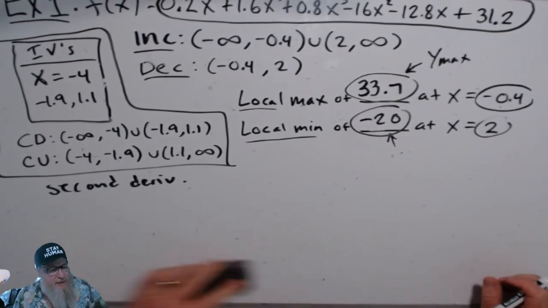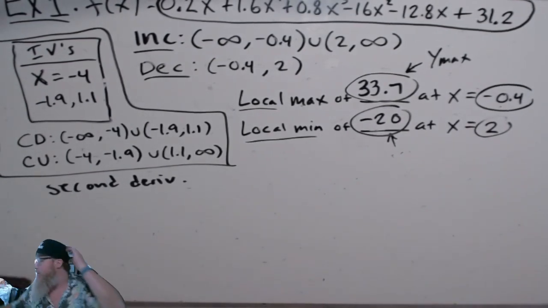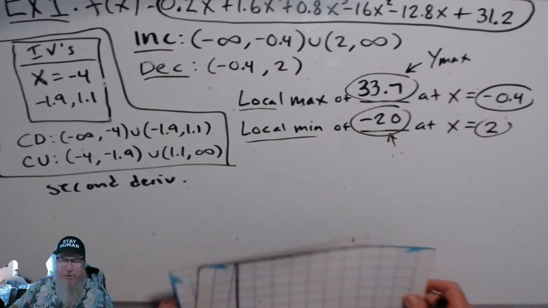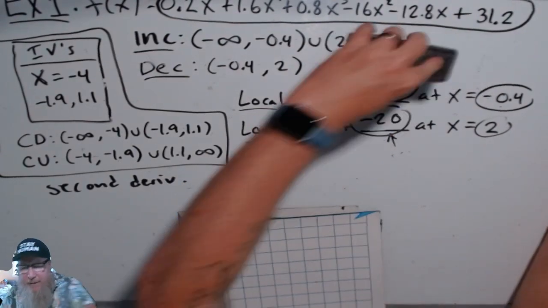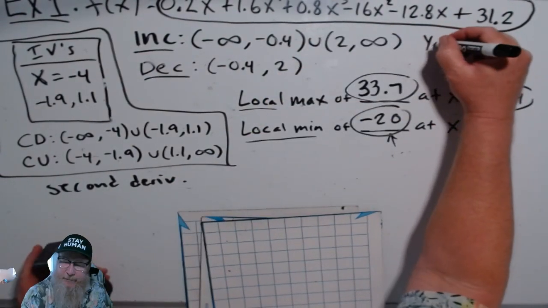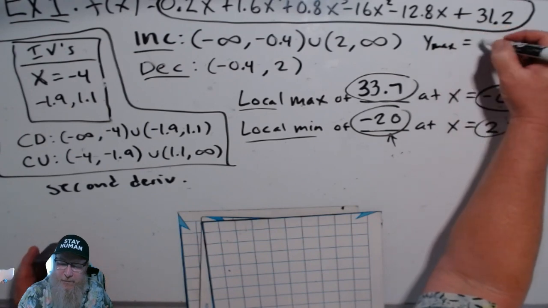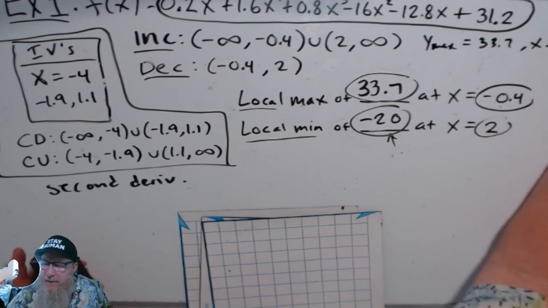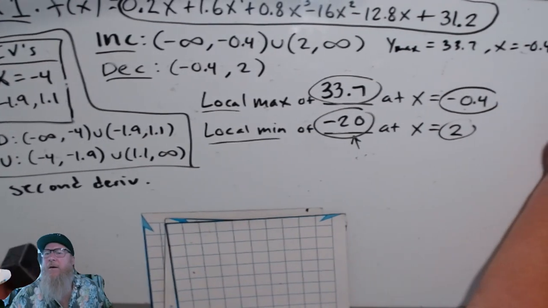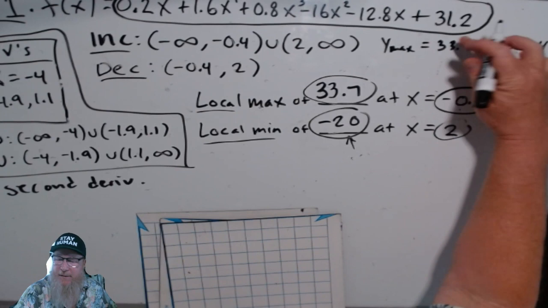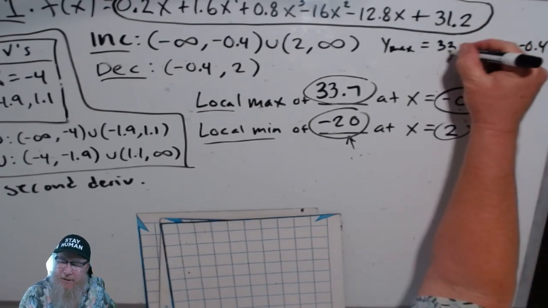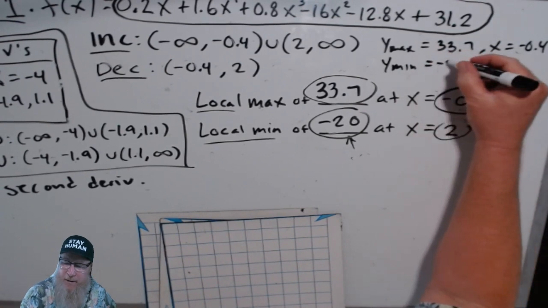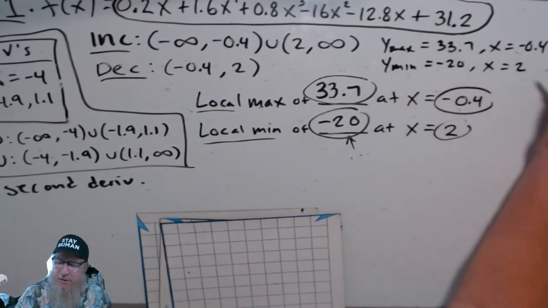We are going to need some inflection values. Because this is already taken a very long time, let's write this down up here. So y max is 33.7, x is negative 0.4. Some of it might be slightly off screen, but it's all stuff that we've calculated in this video, so you have it written down somewhere. Negative 20, x is 2.